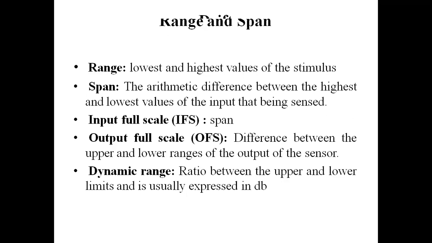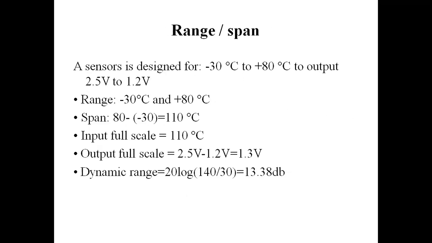What about output full scale? It is the difference between the upper and lower ranges of the output of the sensor overall. And the last one is the dynamic range, which is the ratio between the upper and lower limits, and it is usually expressed in decibels. This helps us to do the problems.